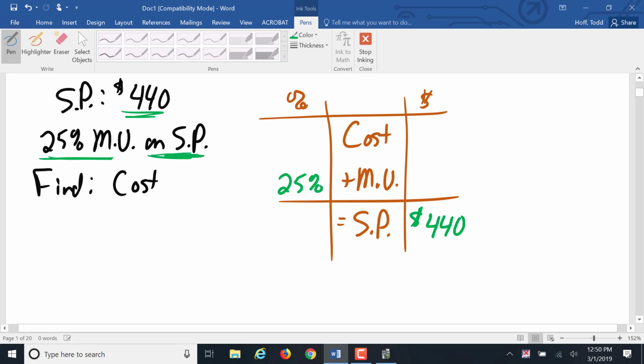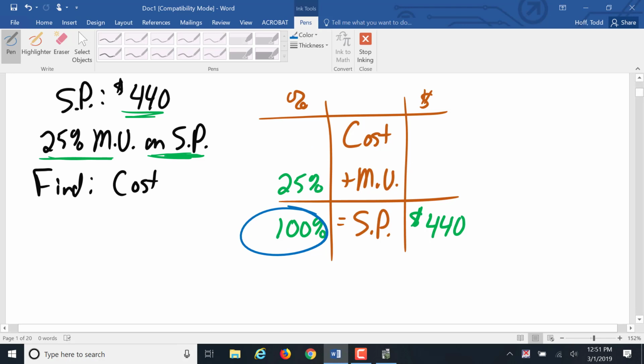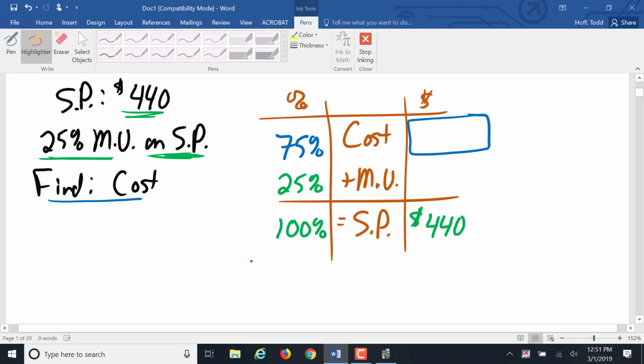Again, that phrase "on selling price" tells us that 100% goes with the selling price. So once again, those two values have to add up to the selling price. The percent of the markup plus the percent of the cost has to add up to the percent of the selling price, which means that our percent for cost has to be 75%. Note that those do add up. Now, what we're trying to find is the cost. That's this value up here. So for the selling price, we have both numbers. Cost contains the number we're looking for.